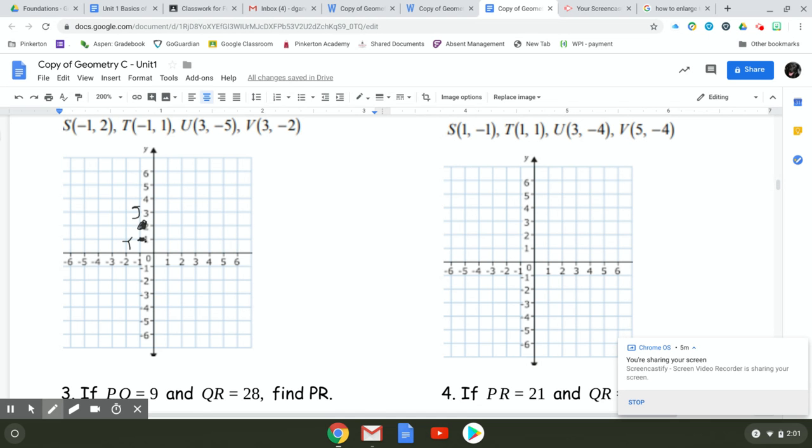And U, I'll do U in a different color. U is (3, -5), so right here would be U. And V is (3, -2), right here. So that would be V. So if I look at it, ST is one unit, one length there, but UV is 1, 2, 3. So I would say that those are not congruent. All right, try the rest, and if you have any questions, let me know.